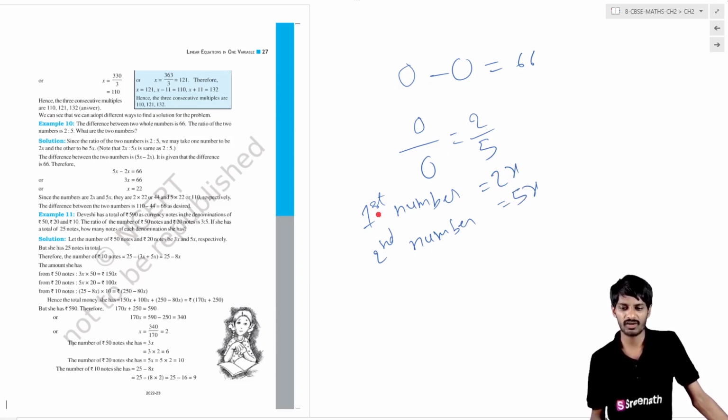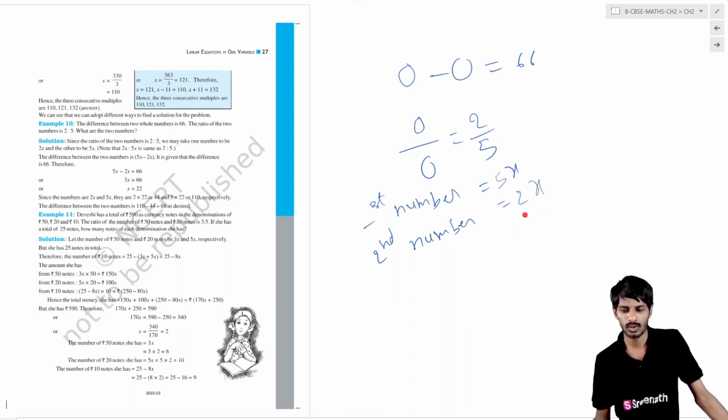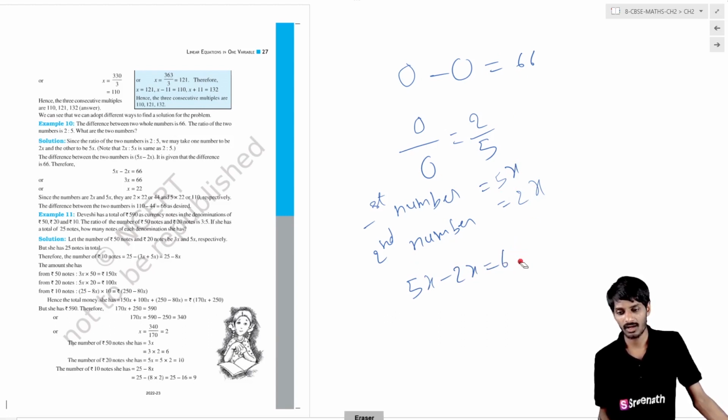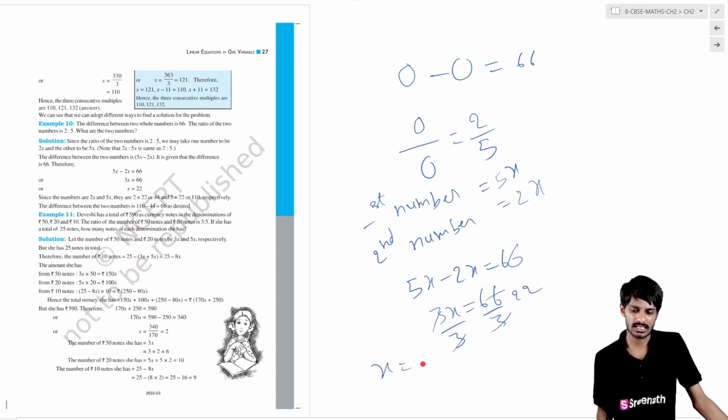Or the first number is 5x. We can assume that, because we have to subtract here, so we have to take the greater number as the first number. So the first number is 5x, the second number is 2x. No problem in taking 2x or 5x. Now what you have to do, the difference between these two is 66. So 5x minus 2x is equal to 66. 5x minus 2x is 3x, that is equal to 66. Now we have to divide both sides by 3. So 3 will be cancelled. x equals, how much is it, 3 2s are 6, 3 2s are 6, x equals 22.